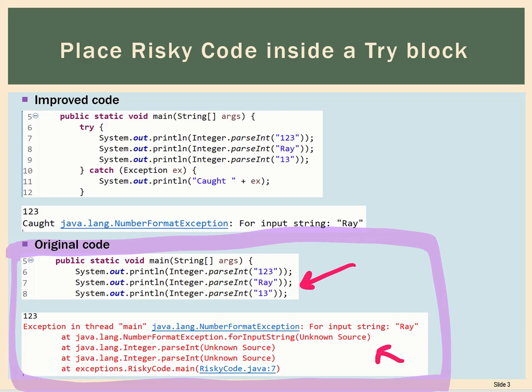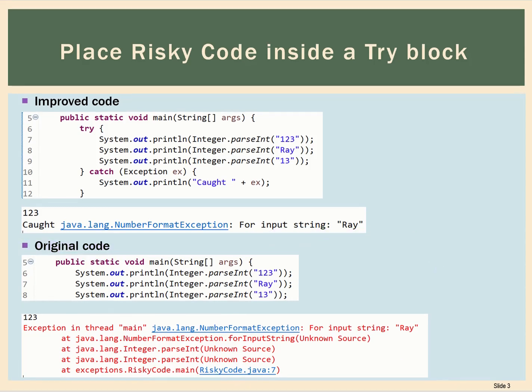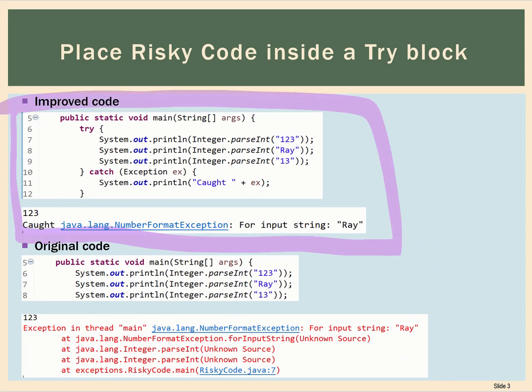We just ran the code, and once we hit "ray", the parseInt raised an exception, and we had this message show up. What we could do instead, though, is look at what's happening up on the top. In the top, we have used a try-catch block, and we've taken our risky code and we've put it inside of a try block. And being inside a try block says, I want to attempt this code, but I'm aware that an exception could happen.